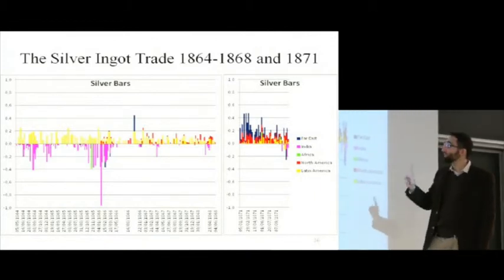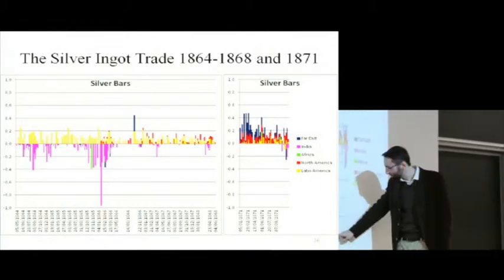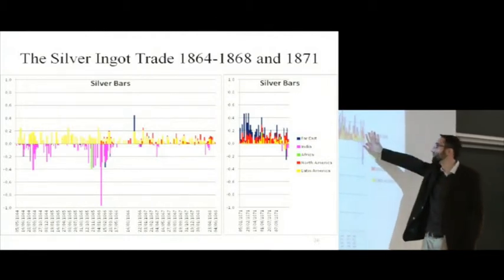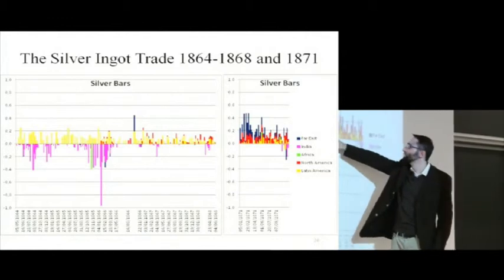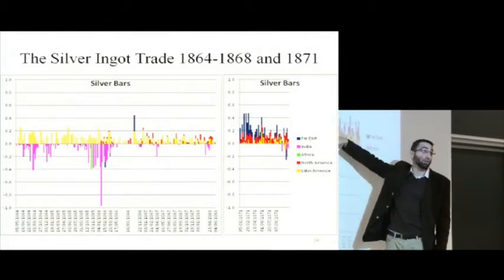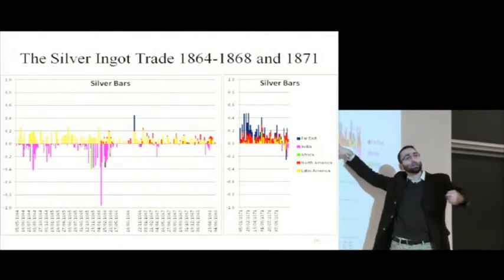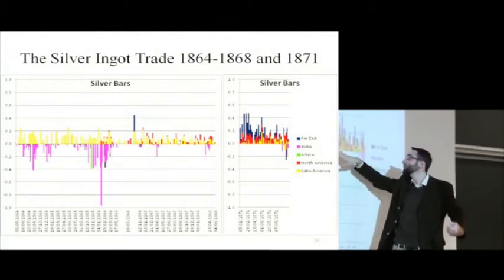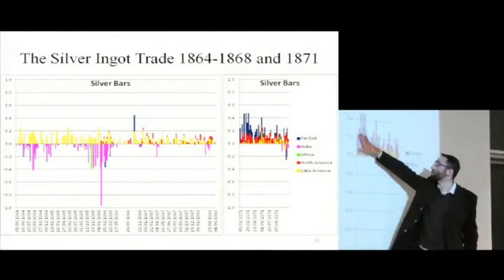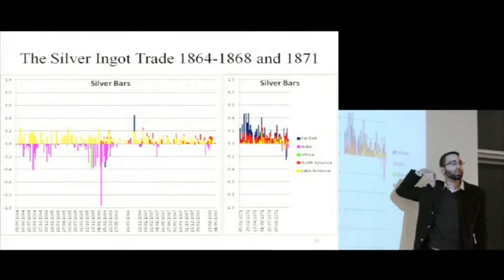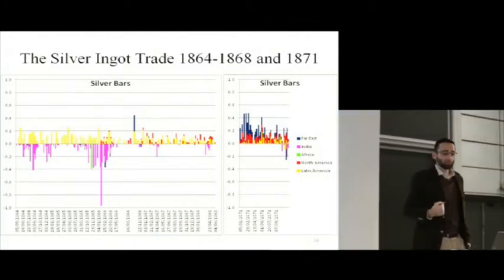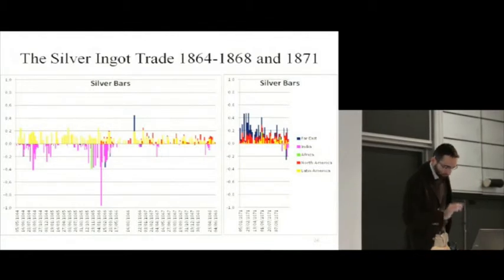Now, the interesting thing here is that if you look at what happens in 1871, you see a completely different picture. This is very interesting because you still have Latin American arrivals, but not so many. You have a lot of North American arrivals, so we see that the impact of the Nevada mines is very heavy. And at the same time, this is very strange, but you have a lot of arrivals from the Far East. The Far East is exporting silver ingots to Europe.